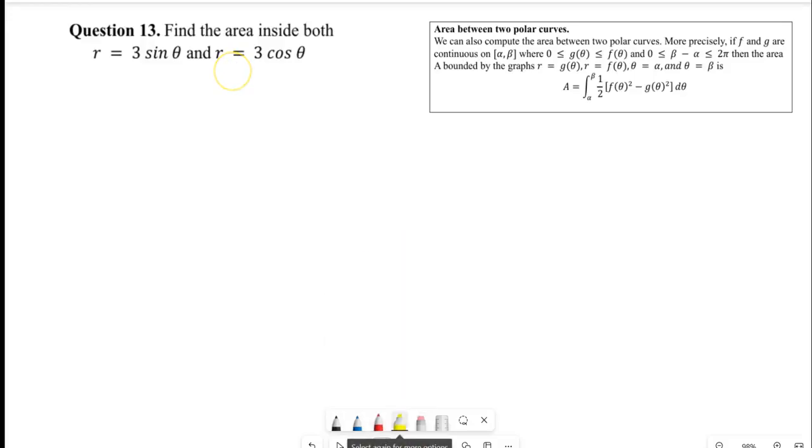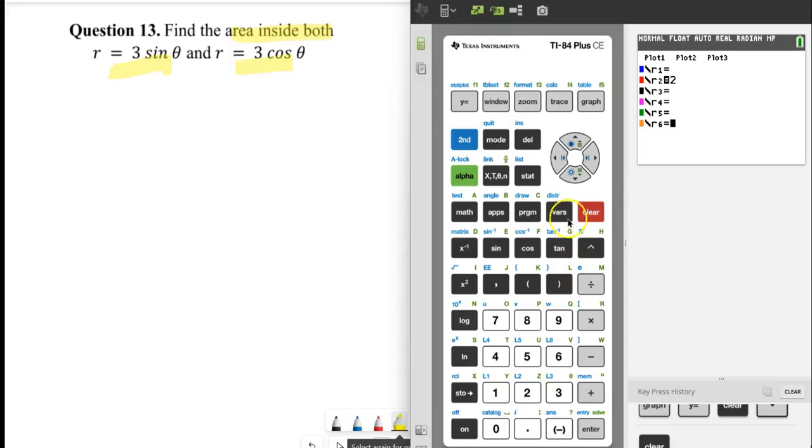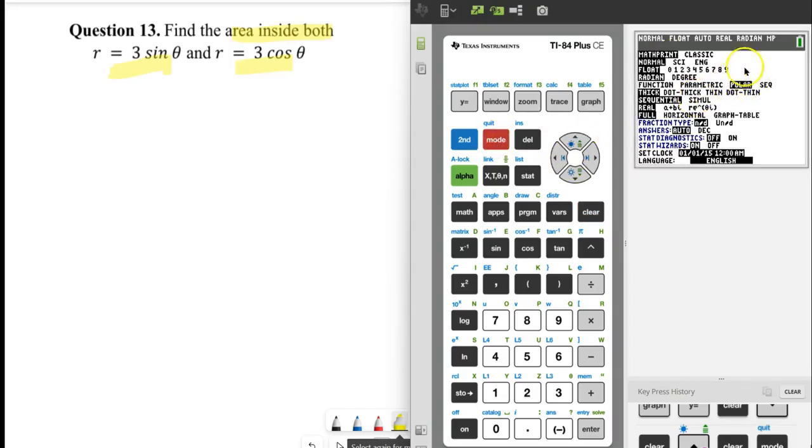We need to find the area inside both these curves. So first order of business is to know what kind of curves they are. So we can use our calculator for that. I'm gonna make sure that everything is cleared. You can always bring this polar grid by hitting mod and highlighting polar here.